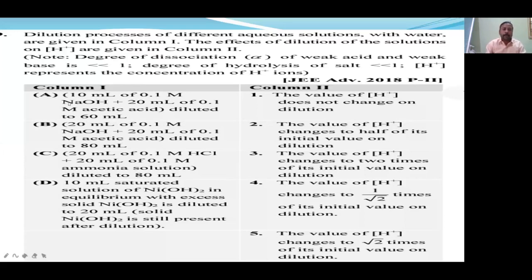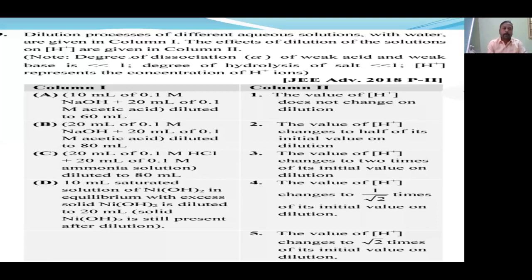Okay. First here it is given NaOH and acetic acid diluted with 60 ml of water. Then second, 20 ml of 0.1 molar NaOH and 20 ml of 0.1 molar acetic acid diluted with 80 ml of water. Then ammonia solution and HCl diluted with 80 ml. Then a saturated solution of nickel hydroxide diluted, with solid NaOH still present after dilution. Accordingly, there are 5 options here. Understood? This is an advanced question, 2018 recent paper 2.